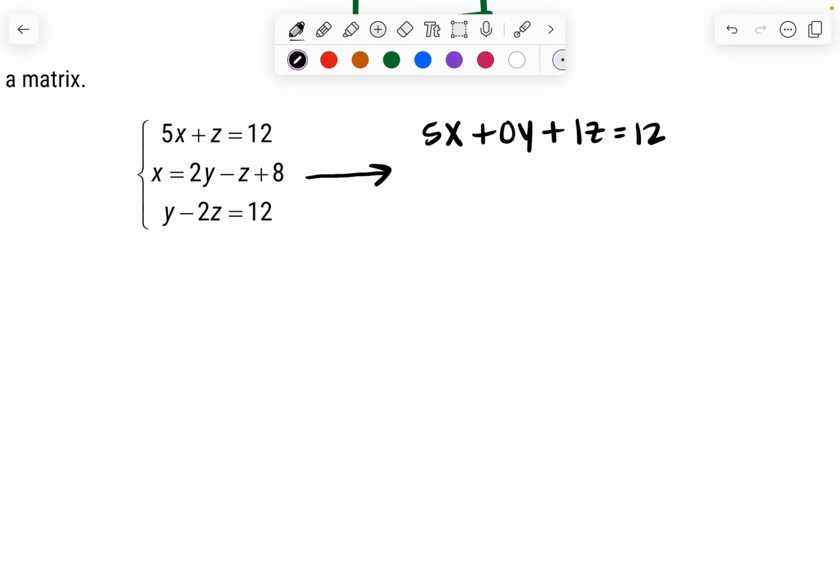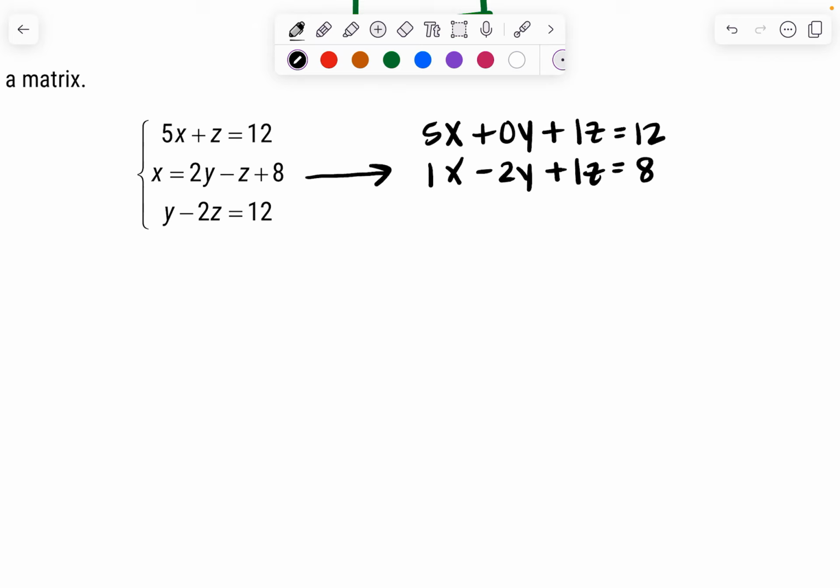Now for the second one, it's a little tricky. I typically like to move my x, y, and z to the left just to keep things in the same order, so you're doing the same thing every single time. So I have a 1x, and if I were to move that 2y to the other side of the equal sign, that's going to be minus 2y. And then if I were to move that minus z to the other side of the equal sign, that would be plus 1z is equal to 8.